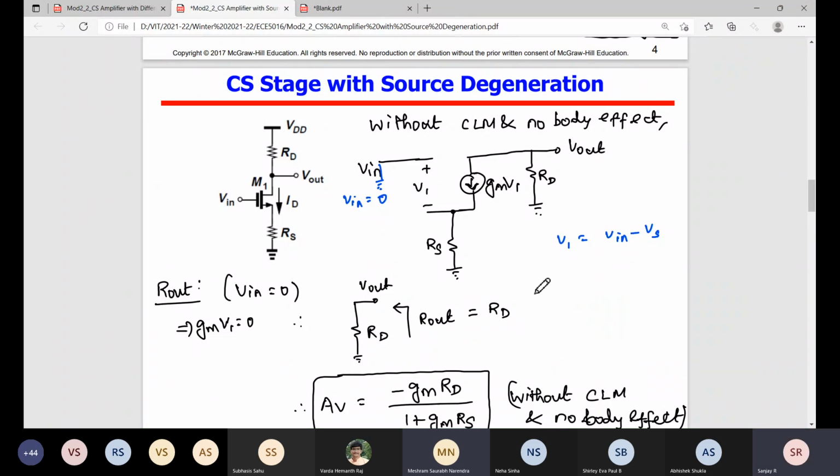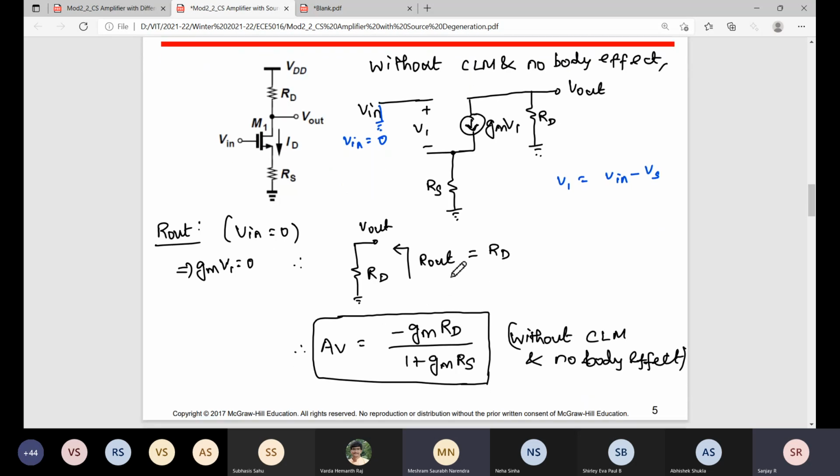Okay, so let me explain. Think about it. I'll explain it in the next class. I'm sorry, I forgot to mention. But you need to understand Rout equal to RD. That means there won't be any effect of RS. Unless, I will tell how. Let me think about it and tell how.